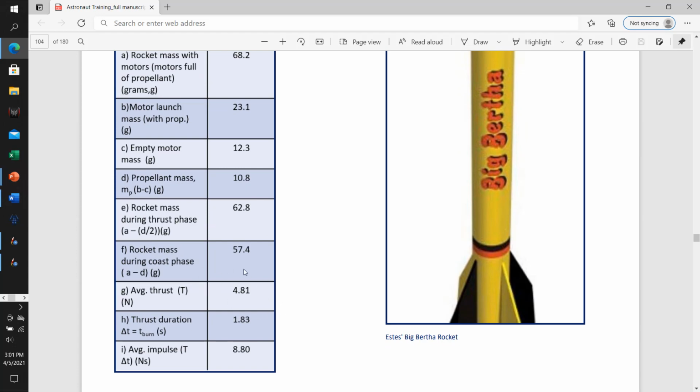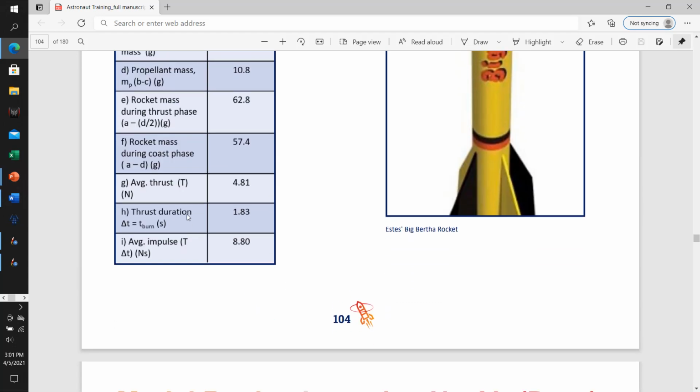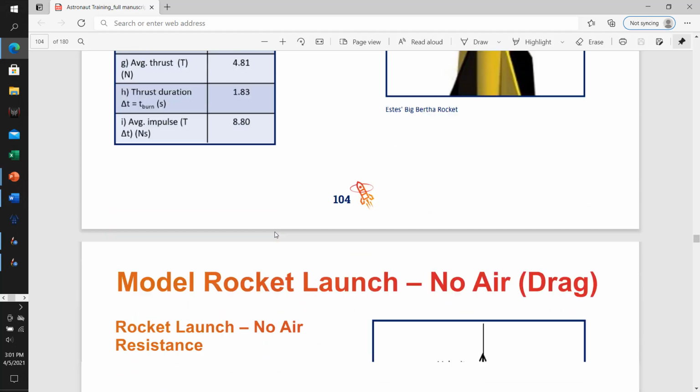Here's its average thrust, 4.81 newtons. Here's the thrust duration, 1.83 seconds. And here's the average impulse. Remember, the average impulse is force times time. In this case, it's thrust times time, so it's 8.8 newton seconds. So just this times this.